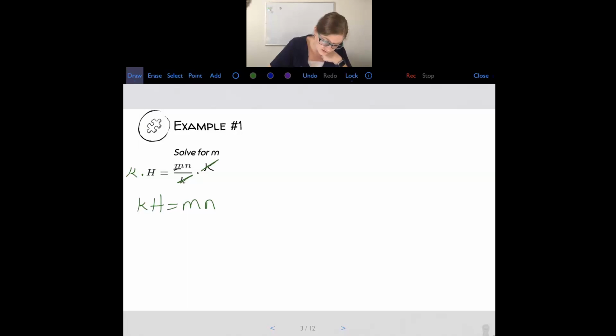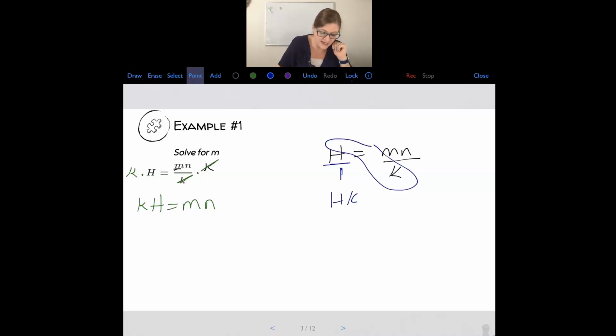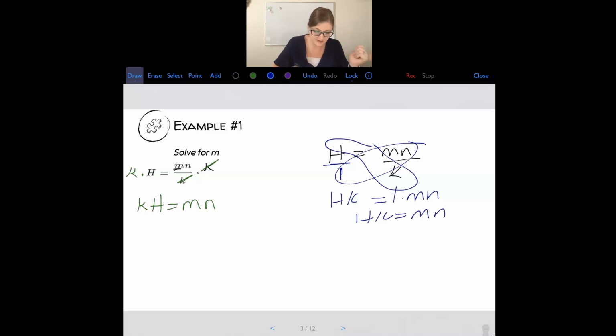The other way to approach the denominator of this problem is, notice we almost have a fraction equal to another fraction. If I put a 1 under the h, now I have a fraction equal to another fraction, and I can cross multiply. So I have hk, which is the same as kh. Remember, in multiplication, it can be 2 times 3 or 3 times 2, equals 1 times m times n, so we get to the same place. Okay, so I'm only going to solve the one on the left, but we got to the same spot with those couple of different approaches.